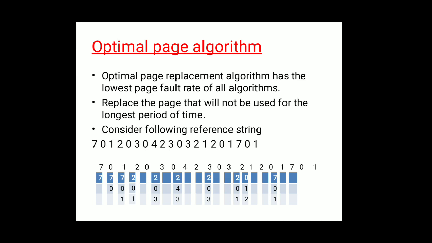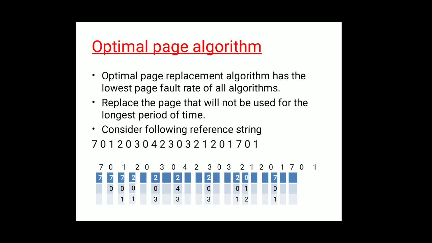Now coming to the next page, that is page number 3. Page number 3 has to be inserted. Which page has to be replaced? We are going to replace the page that is not used for a longer period, so just search in the forward direction. If you search, you will get to know that 1 is the page that is not used for a very long period of time. So replace 1 with 3, that is 203. Now coming to page number 0. Page number 0 is already available, that is 203, so there is no need of replacing. Just mark page number 0 as a page hit.